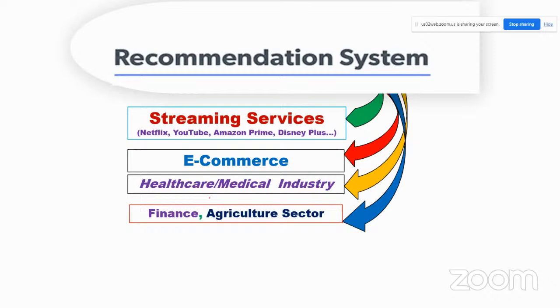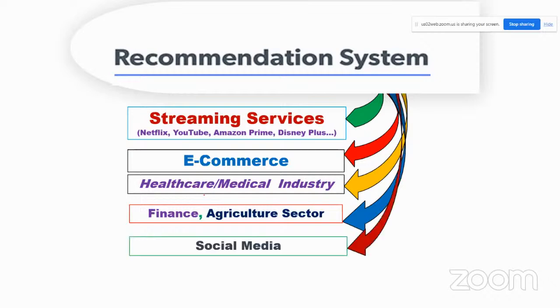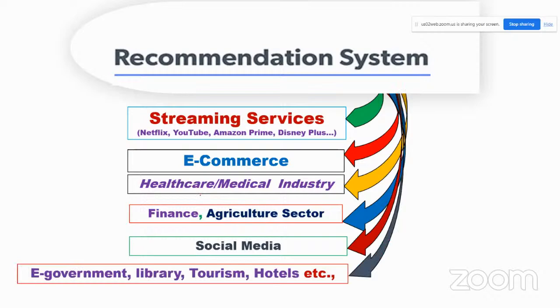Even in the agriculture sector, the recommendation system plays a vital role. Even social media, LinkedIn, Facebook, etc. There also the recommendation system plays a vital role. Even for e-government, library, tourism, and hotels, what type of hotels customers are looking for, such types of hotels are recommended, whenever you are looking for a trip to some places. Even the education sector also, with recommendations of colleges or maybe courses, etc. So we have a huge number of applications of this recommendation system.